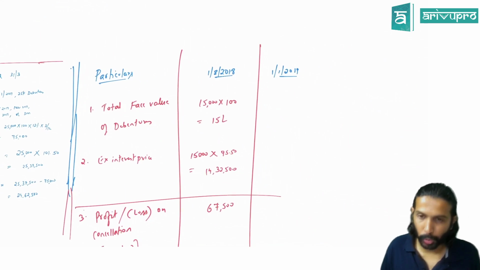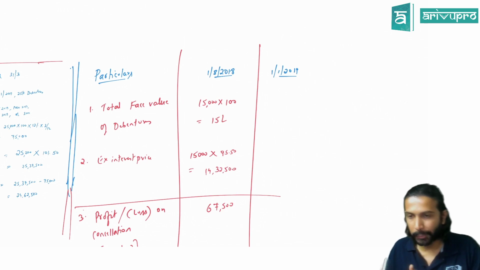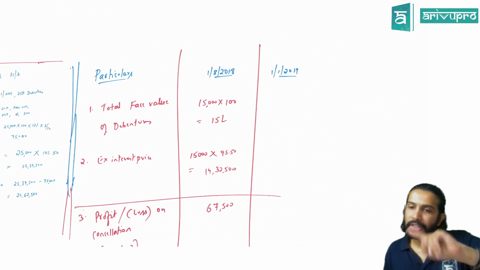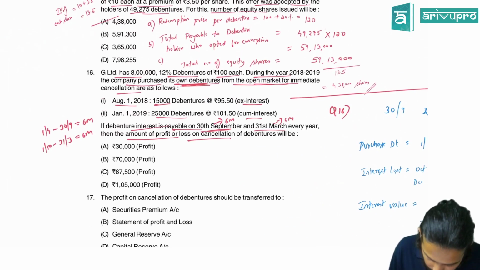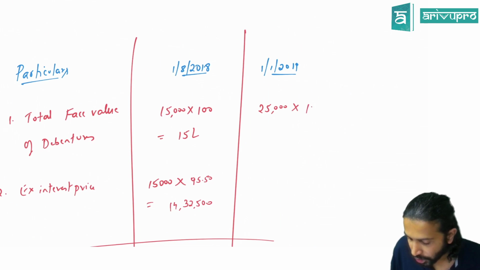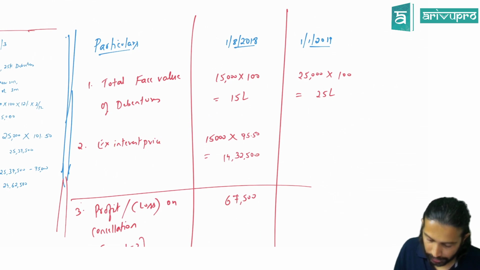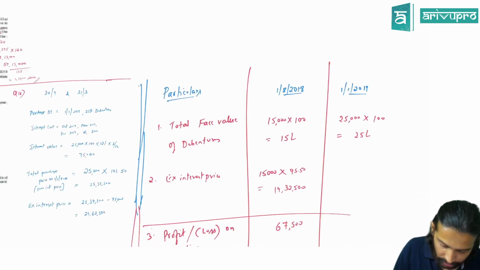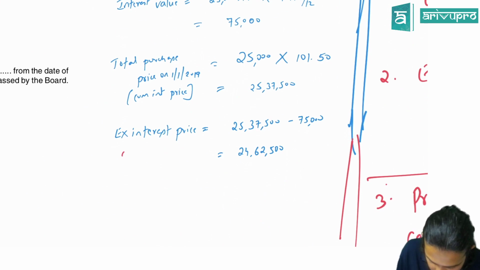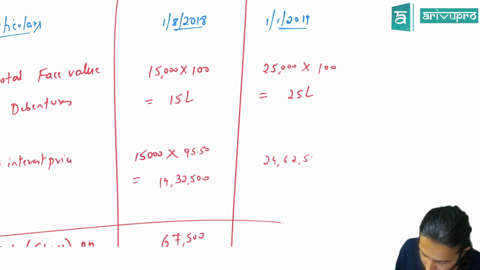I have purchased the debentures once more, no? After this, again I purchased on 1st January 2019. Meaning the same working note, I have to repeat here. On 1st January, how many debentures did the company buy? 25,000 debentures. Each face value is 100. That means the total worth of the debentures is 25 lakh. But at what price? What is the ex interest price? Should I calculate, or have I already calculated? 1st January's ex interest price I have already calculated. It is 24 lakh 62,500.